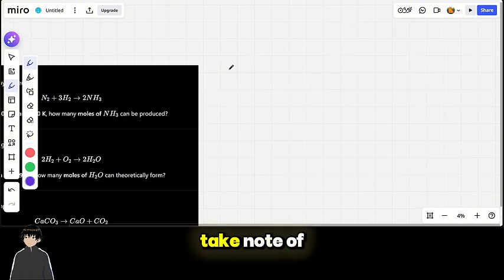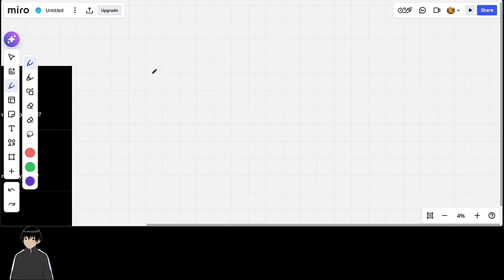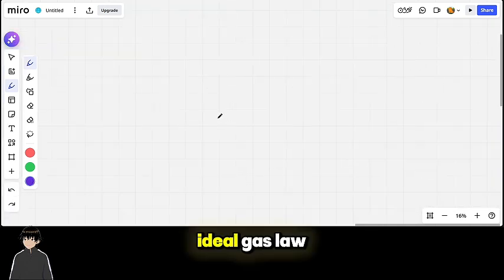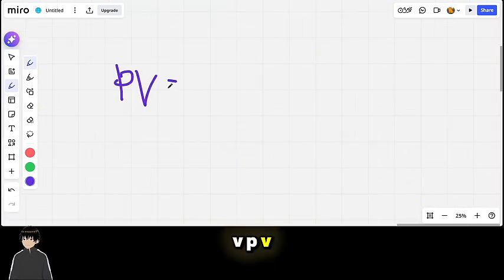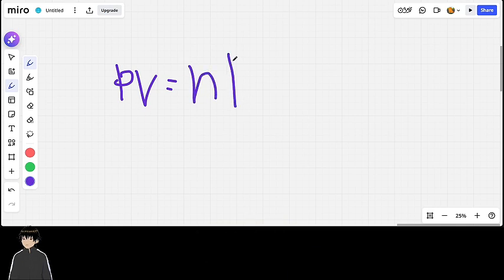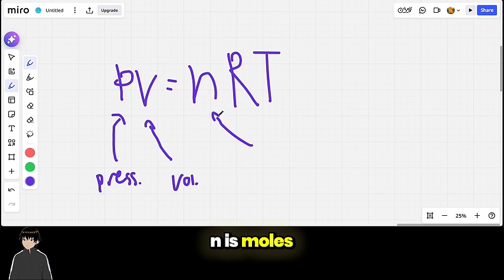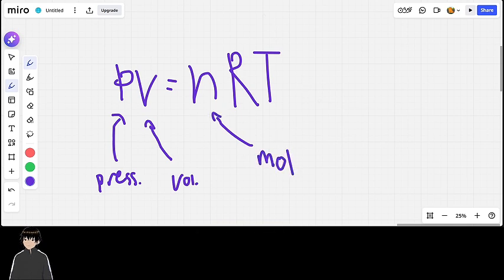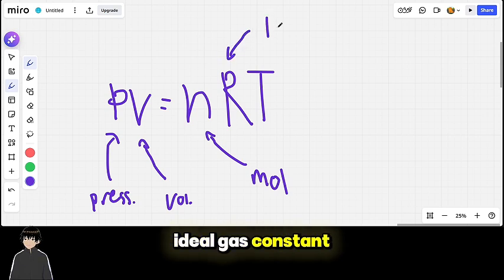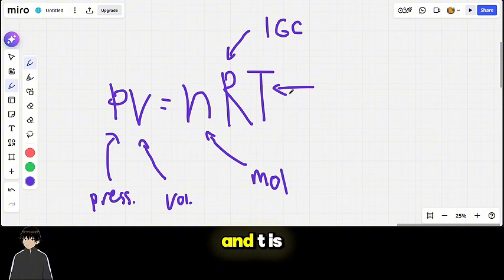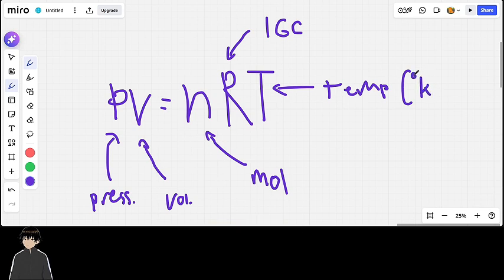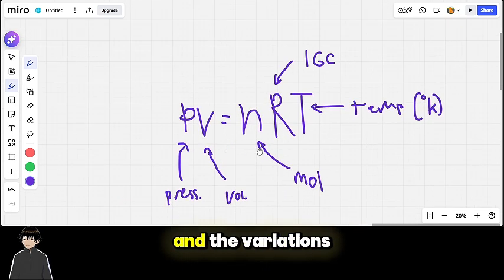So first we have to take note of the ideal gas law formula, which is PV equals nRT, wherein P is the pressure, V is the volume, n is moles, R is the ideal gas constant, and T is temperature in Kelvin. So we're going to be using that and the variations of it.